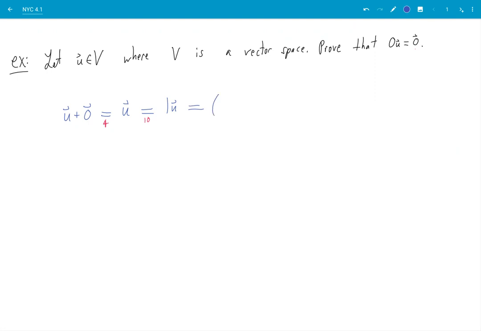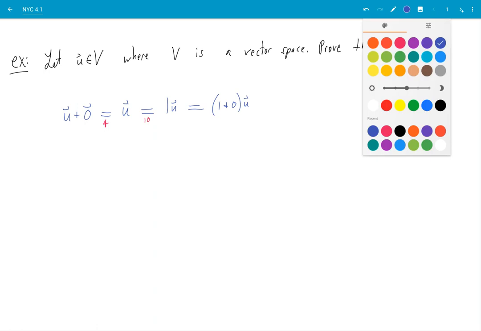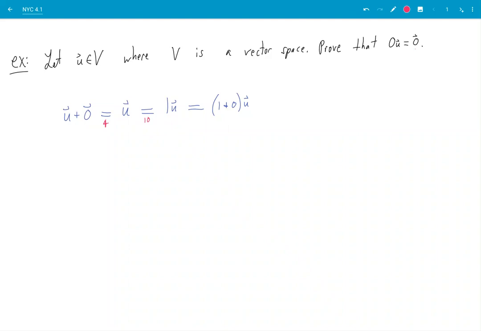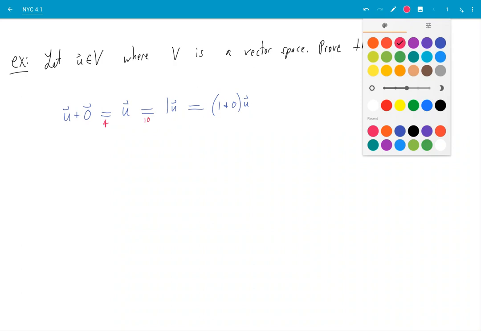Well, I can expand. All I'm saying here is 1 is equal to 1 plus 0, real numbers. So I don't have to quote an axiom there. All I'm saying is that these real numbers, 1 and 0, add up to the number 1.